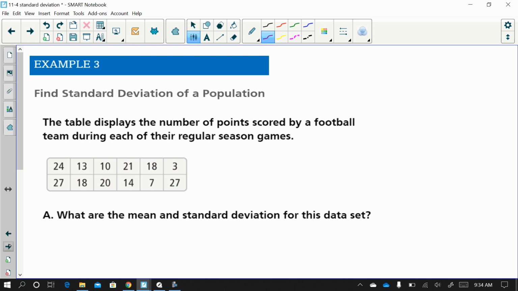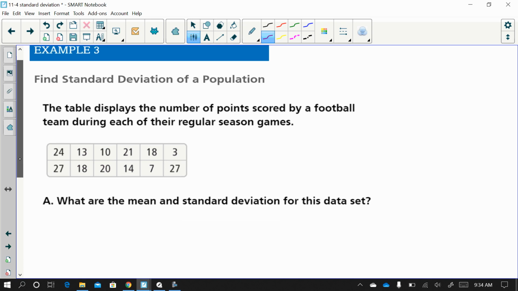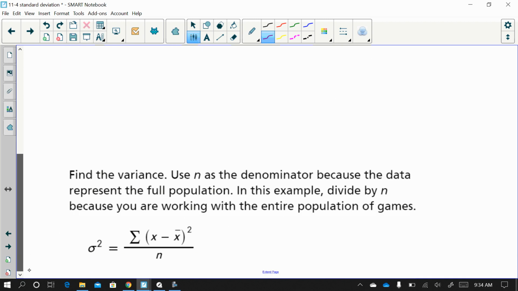Okay, so a table displays the number of points scored by a football team during each of their regular season games. The population is all of the games. A sample could be maybe just the home games. But this is a population because it is all of the games. The process is exactly the same. The only difference is since it is a population, we divide by n, not n minus 1.